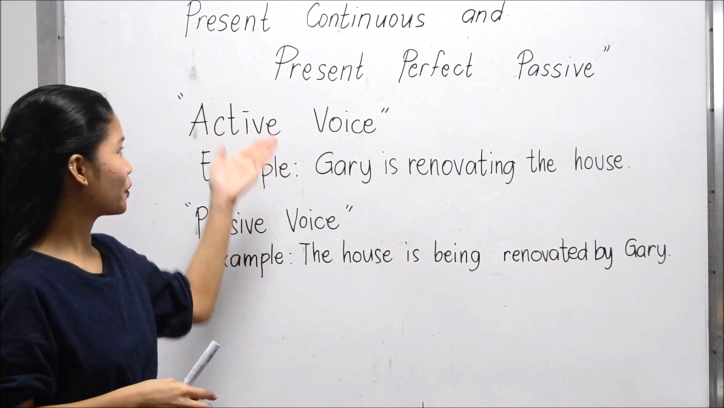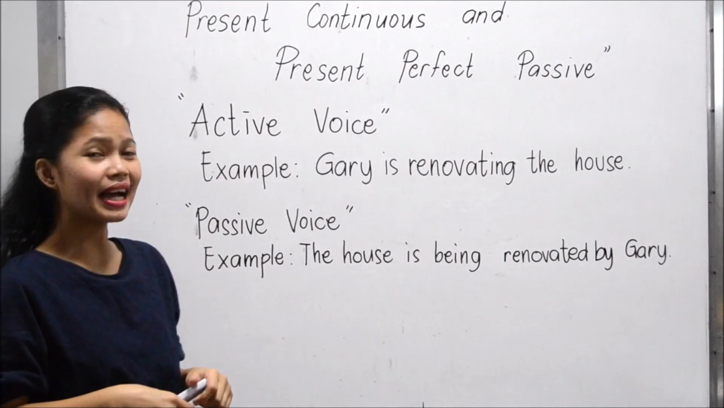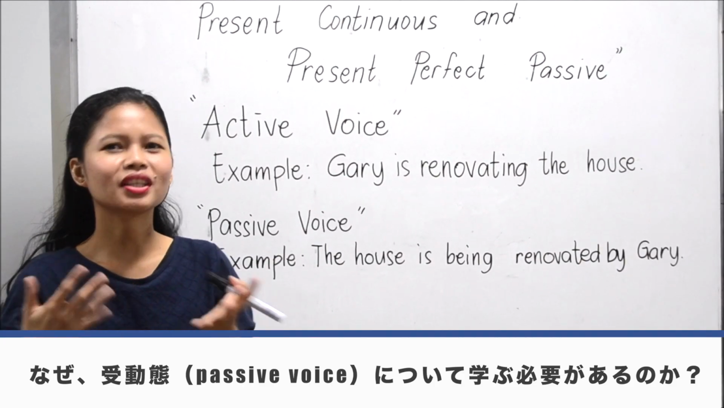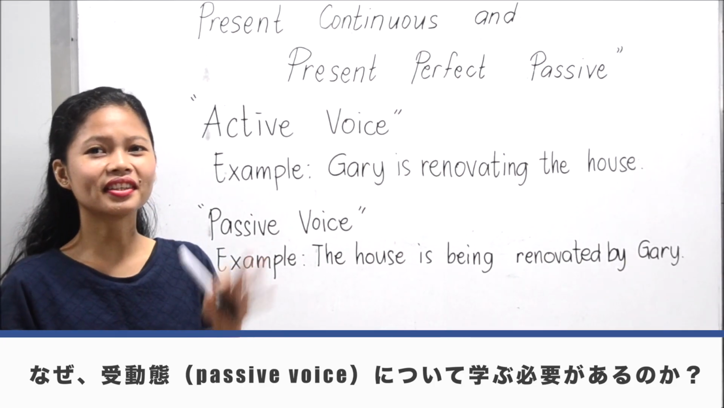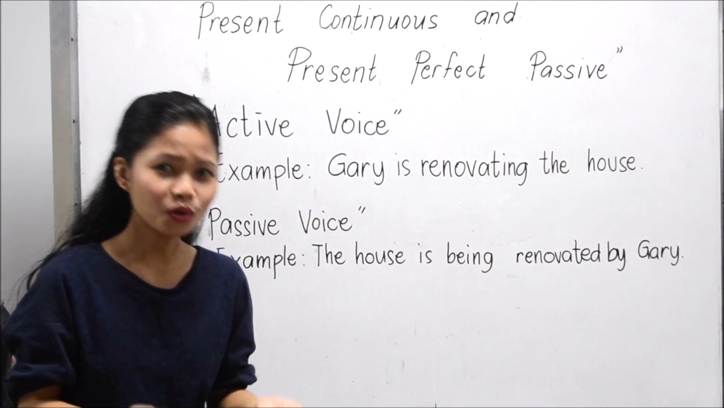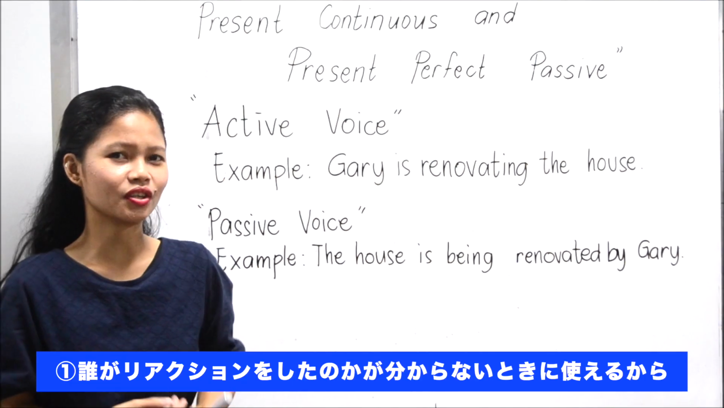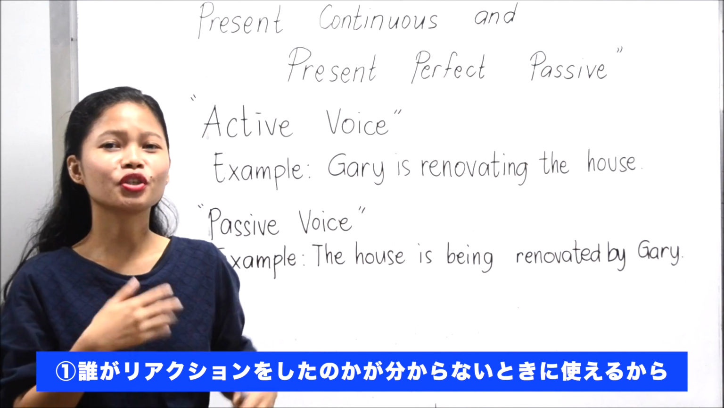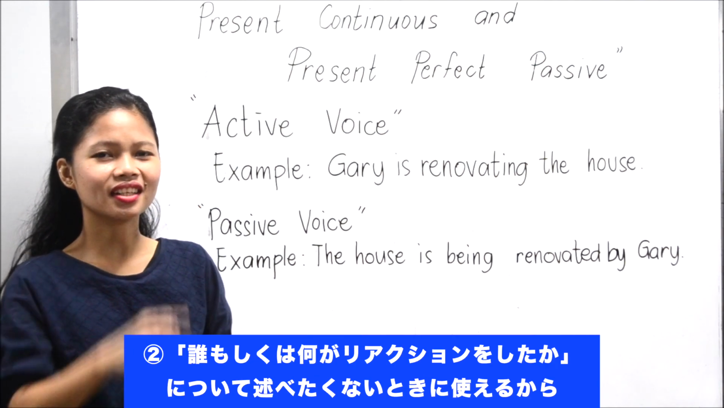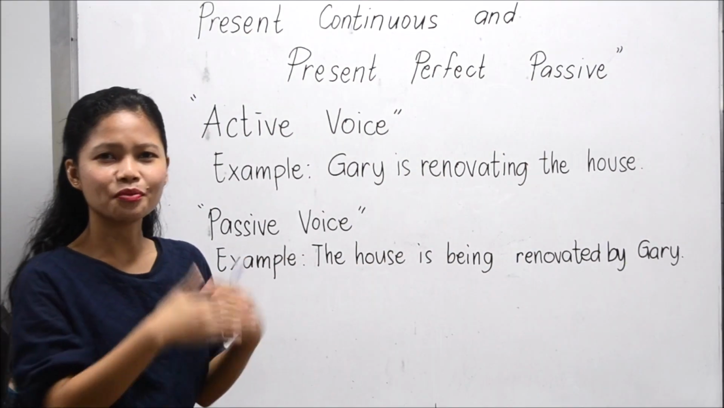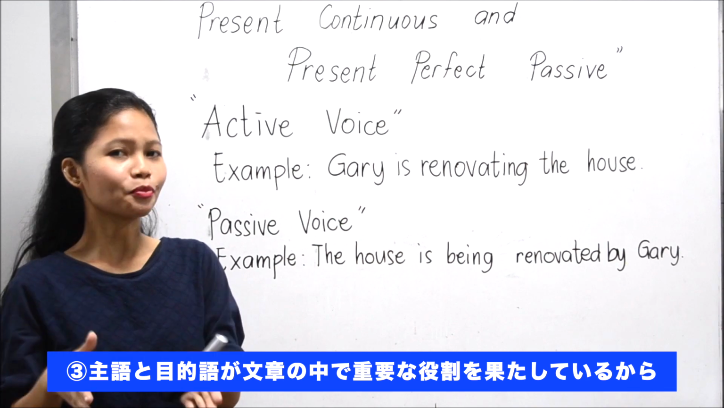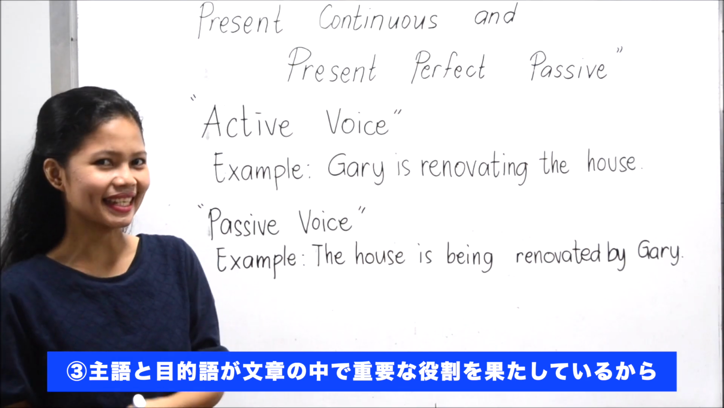So we already discussed active voice and passive voice, and now why should we learn passive voice? There are three reasons. First, when you don't know who did the action. Second, when you don't want to say who or what did the action. And the third one is when the subject or the object is the most important part of the sentence.